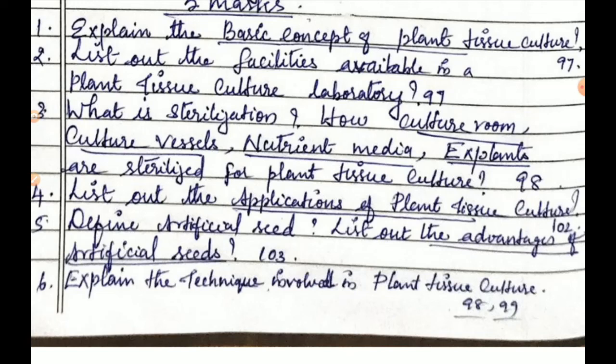The next is, after producing embryo or small plantlet, hardening of the plantlet, that is, growing under normal field condition. How it is hardened. Up to this, you should write for this question, students.